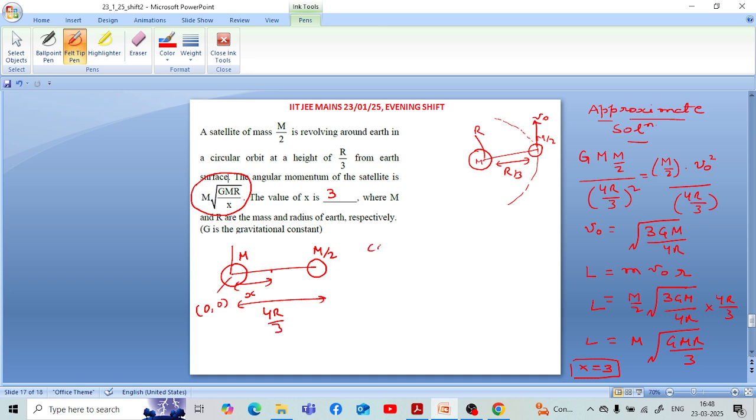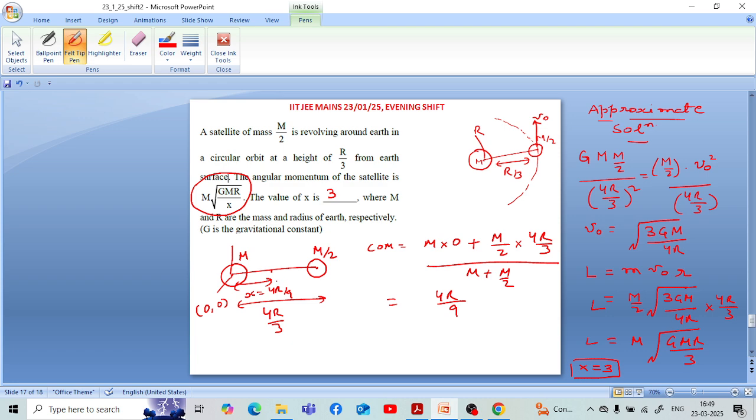So the center of mass is given by the Earth's mass multiplied by its location 0, plus the mass of the satellite multiplied by the distance of the center of the satellite from the center of this coordinate system. So it is basically 4R by 3. Now it's divided by the total mass, which is M plus M by 2. After solving this, the center of mass comes out to be 4R by 9. So this value of x is 4R by 9.